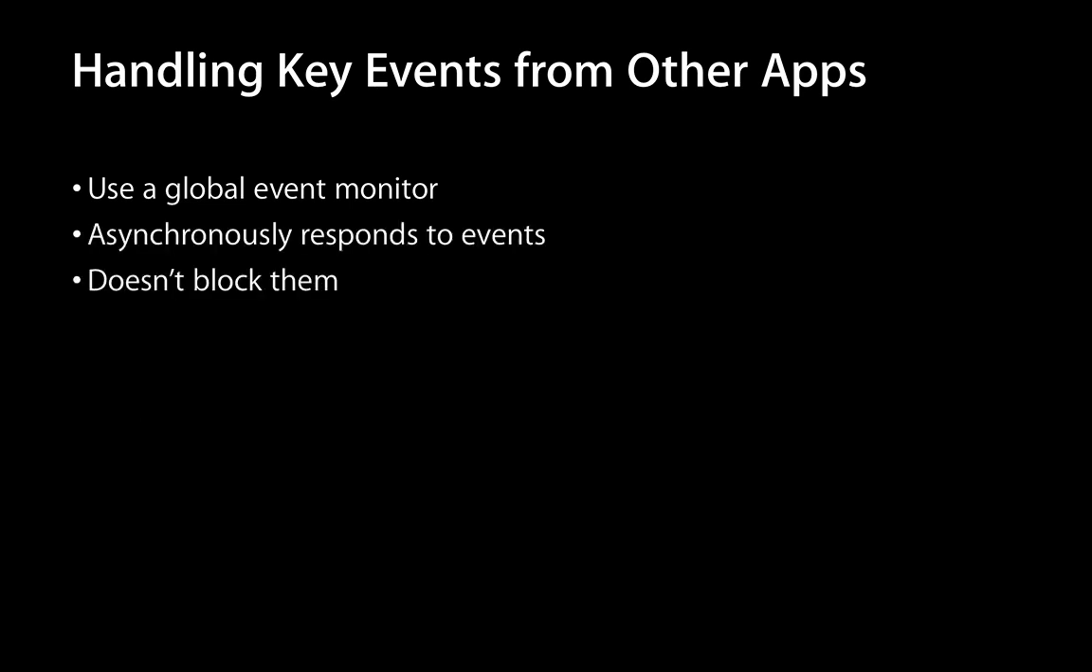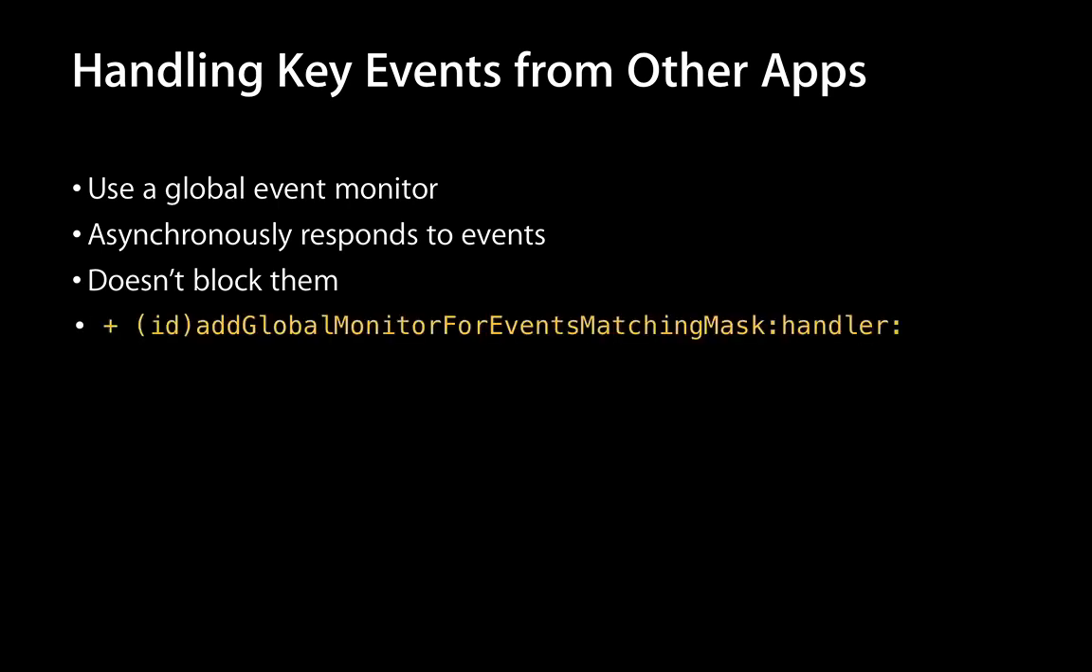The third option is to use a global event monitor. This is sort of the analog to local event monitors. They asynchronously respond to events, and they don't block events. So a hotkey will actually swallow the event, whereas global event monitors will just allow you to observe them. To do this, you use addGlobalMonitorForEventsMatchingMask:handler:, where the handler is a block that you pass when you want it to be invoked when the right event is dispatched.